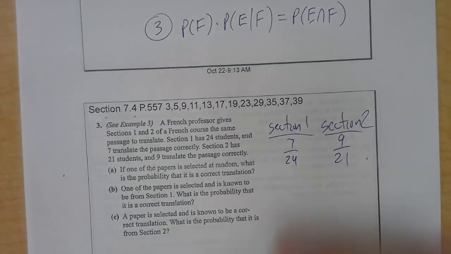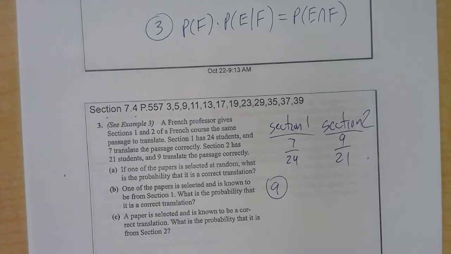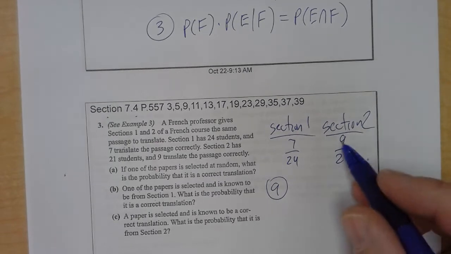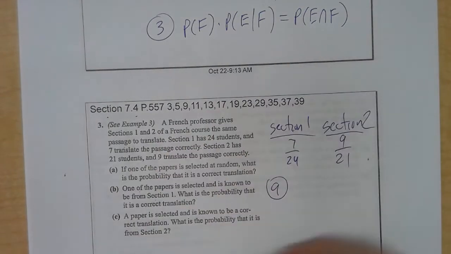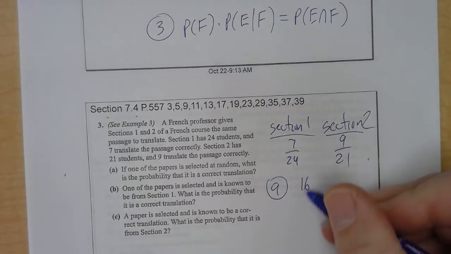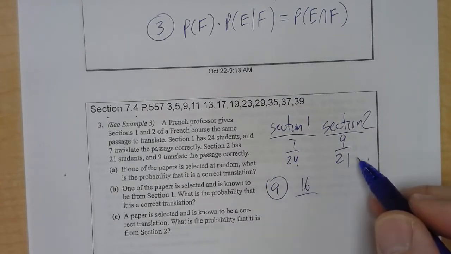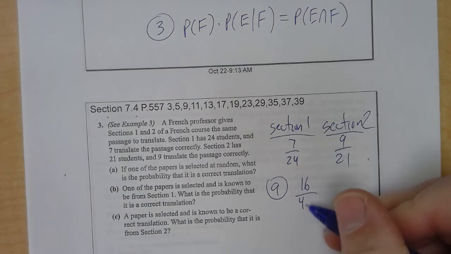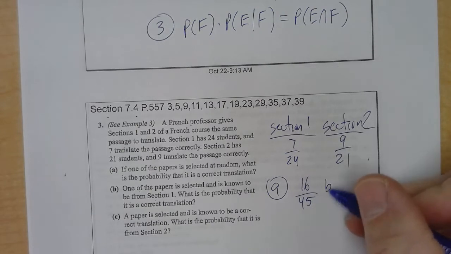All right, A. One paper is selected at random. What is the probability that it is a correct translation? So there are 16 total correct. We're looking at all the papers together, so the sample space is the addition of those two together. That'd be 45.